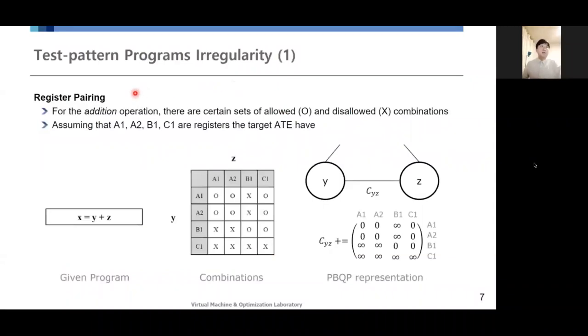The first restriction is register pairing. In ATE, there are certain combinations of registers which can be added together. The restriction is caused by the physical design of the circuit. For example, we can add A1 and A2, but we are not allowed to add A1 and B1. Therefore, if the given program contains an addition of variables Y and Z, we can add the predefined matrix looking like this to the edge cost of the variables Y and Z. The predefined matrix is composed of zeros for legal combinations and infinity for illegal combinations, so that the PBQP solver will try to select only the possible combinations of registers to allocate the variables Y and Z.